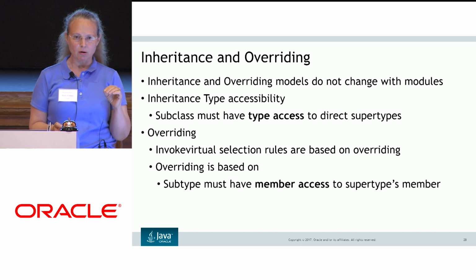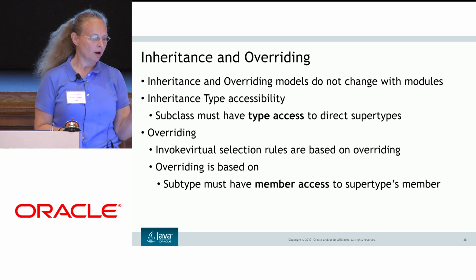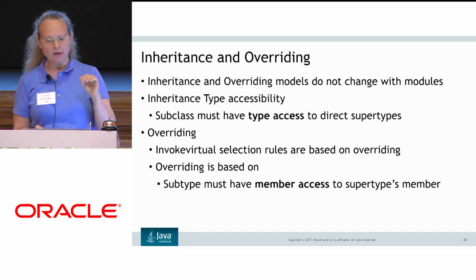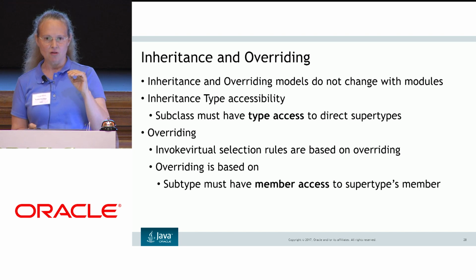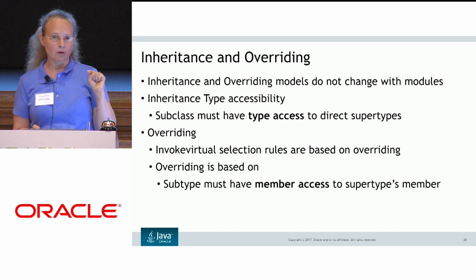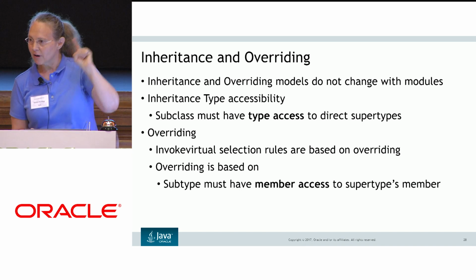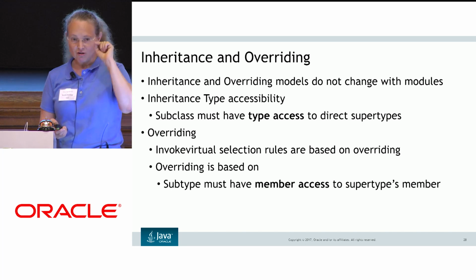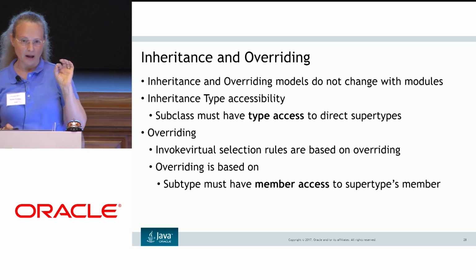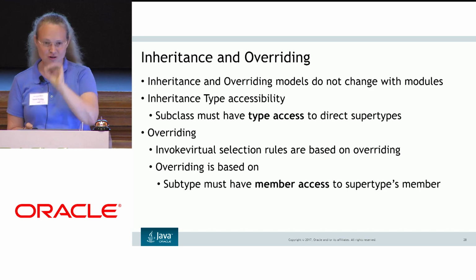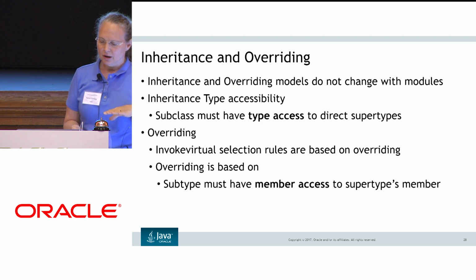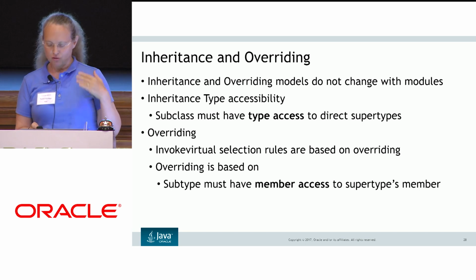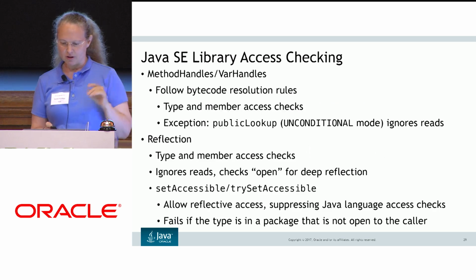The inheritance and overriding model did not change with Jigsaw, okay, with modules. Inheritance type accessibility has always required that a subtype have type access permission to its direct supertype. That is still the same. However, as we noticed, we are also going to be checking reads and exports, right? So for your direct supertype, you have to be able to access it. That is not new. The extent of the things we check has been extended. Overriding, I won't go into great detail, but fundamentally it means a subtype has to have member access to a supertype's member in order to override it. Just leave it at that.